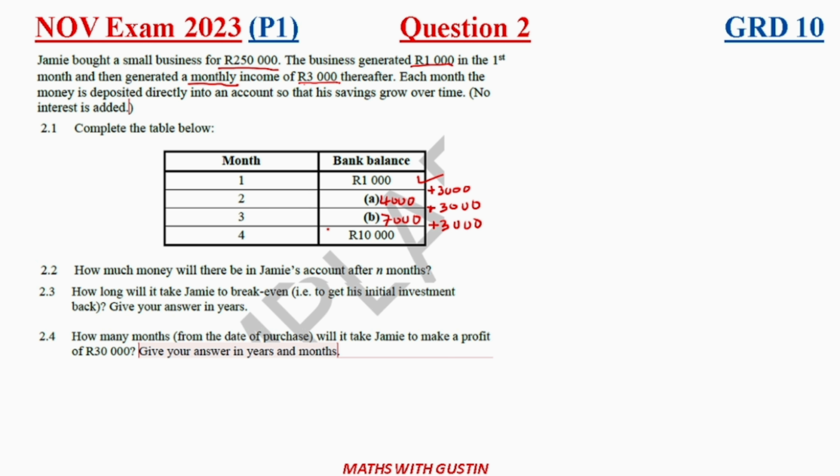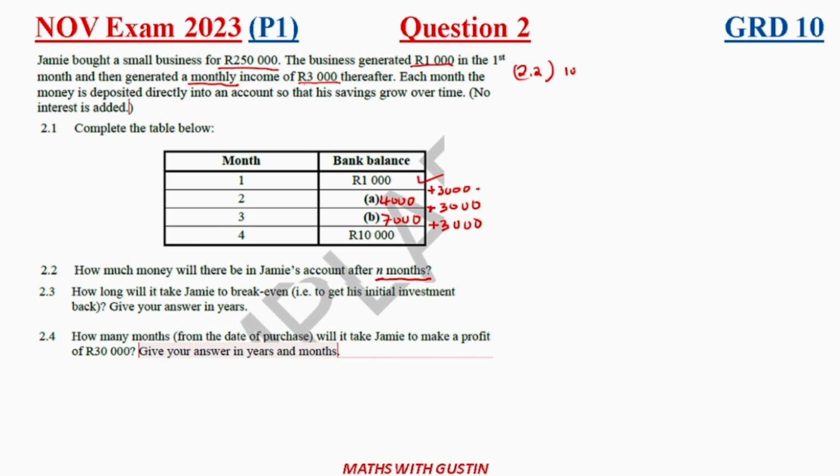Now question 2.2 says: how much money will there be in Jamie's account after n months? So this is a number pattern. They're asking how much money will be in the account. Remember, this is a linear pattern because there's a common difference of 3,000.